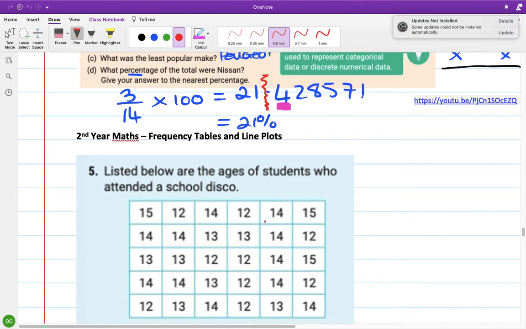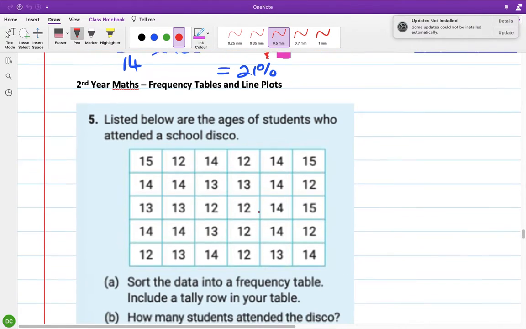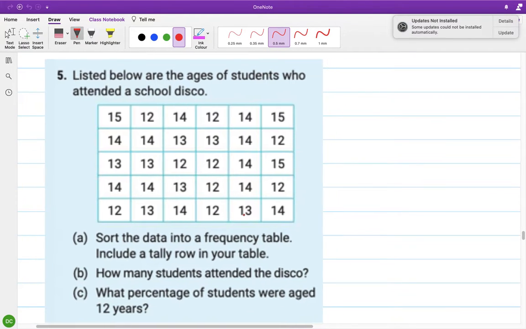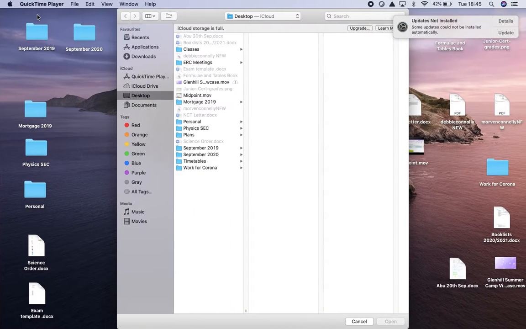Okay, so we'll start with going through the homework. Listed below are the ages of the students who attended a disco. Sort the data into a frequency table. Okay. Oh, I can't actually make this table.